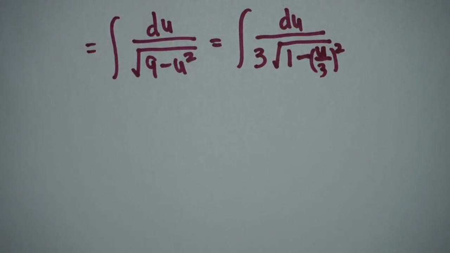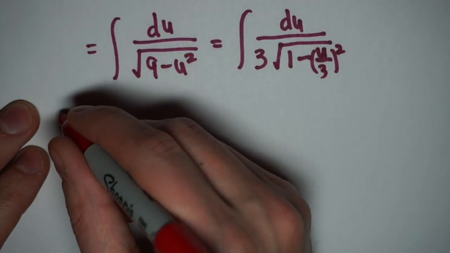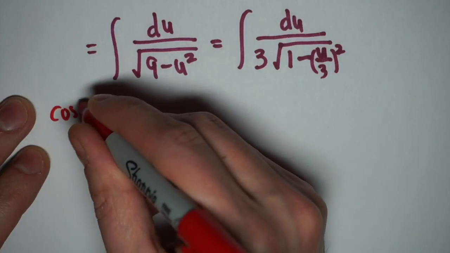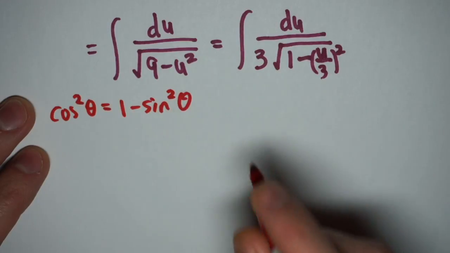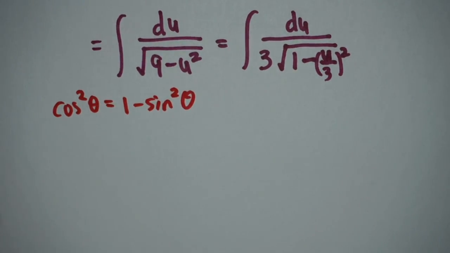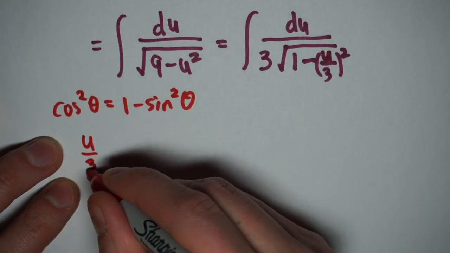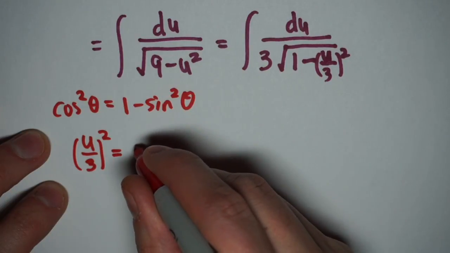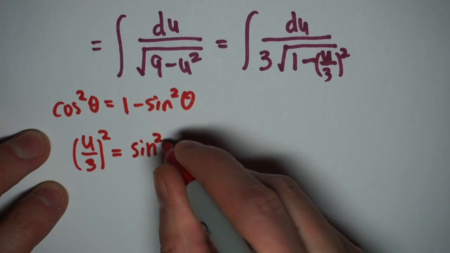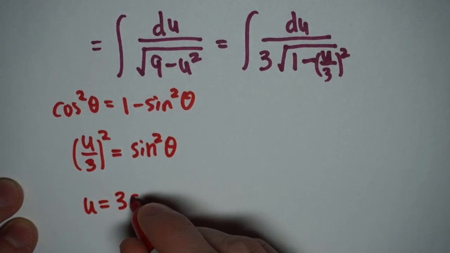Generally, when we're looking at a difference of squares in this form, we're going to use the identity the cosine squared of the angle is 1 minus the sine squared of the angle. So cosine squared of theta is 1 minus sine squared of theta, which means we want to take our argument, the u over 3, and replace it with the sine. So in other words, I want u over 3 all squared to equal sine squared of theta, which means I want u to be 3 times the sine of theta.